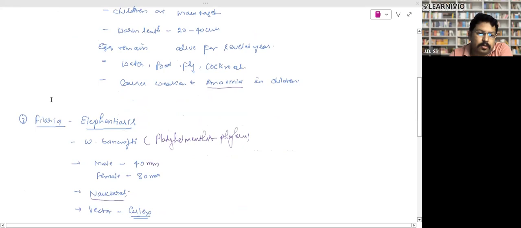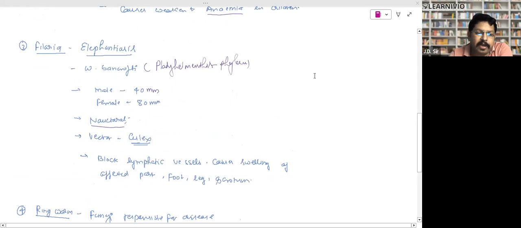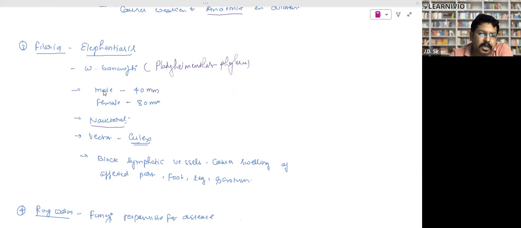Filaria. Filaria disease is also known as elephantiasis. It is caused by Wuchereria bancrofti. Wuchereria bancrofti belongs to the Platyhelminthes phylum. The male worm is 40 millimeter and the female worm is 80 millimeter.